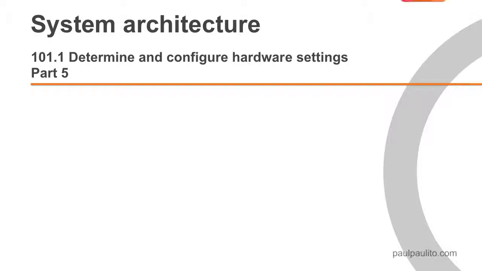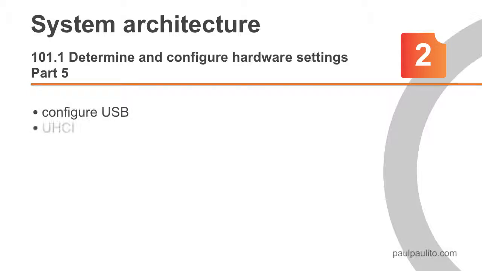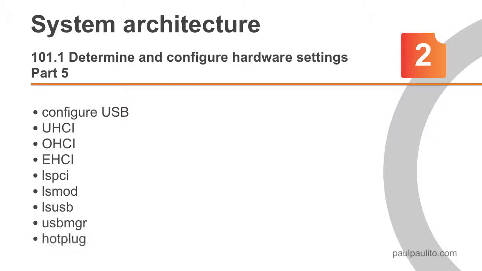101.1 Determine and Configure Hardware Settings, Part 5. In this screencast, you will learn how to configure connected USB devices properly. You will learn about the USB host controllers, UHCI, OHCI, and EHCI. Other terms we'll be using are lspci, lsmod, lsusb, USB Manager, and Hotplug.